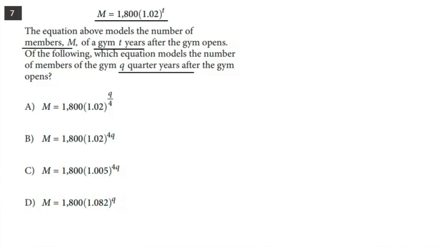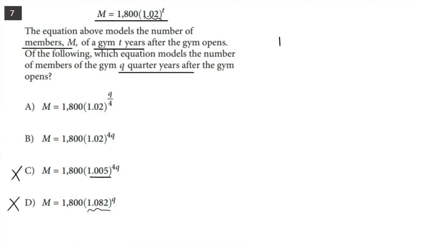So let's take a look at the options. A, m equals 1800, which is in the correct place, 1.02 to the power of q over 4. The other one is similar, but the power is 4q. C is not similar since the base doesn't match the actual function. This is an incorrect option, and this doesn't match the actual function either. So ballpark these incorrect options. So I need to figure out which of A and B is the correct answer.